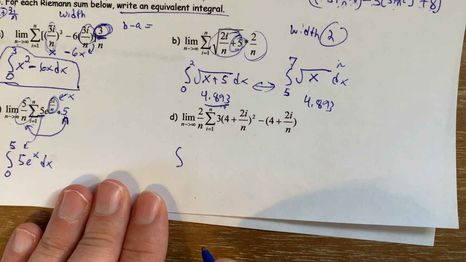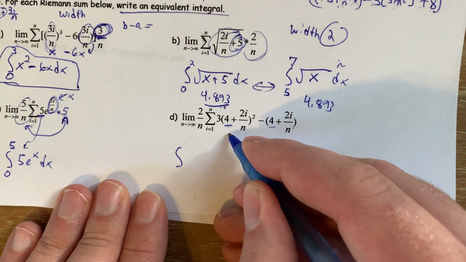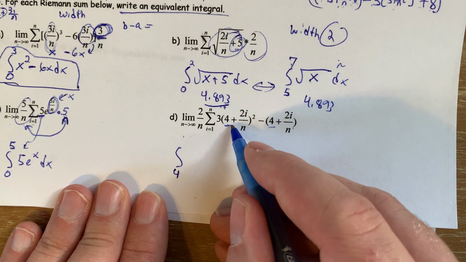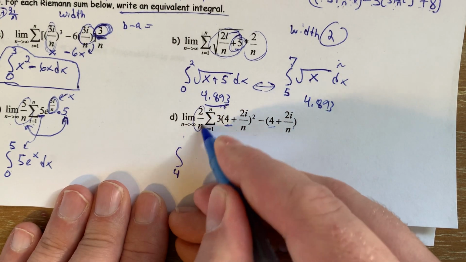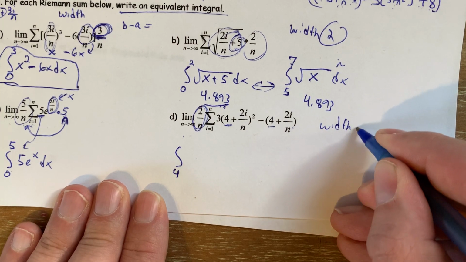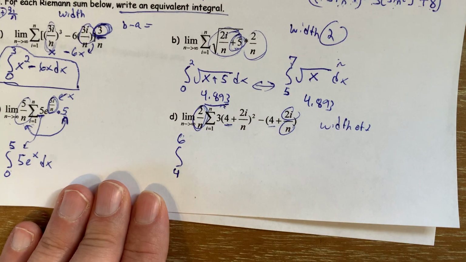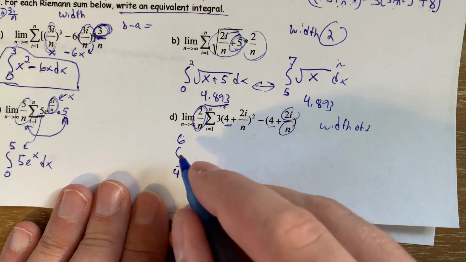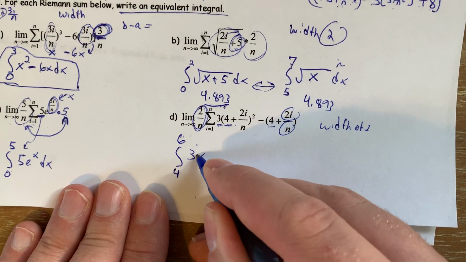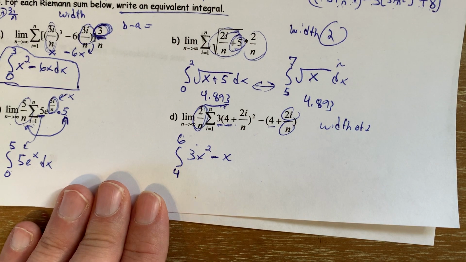The integral from, and I think this is most reasonable. I really see this 4 plus x here. So this is going to be the integral from 4 to what? Well, I see that this has a width of 2. So width of 2, and I can see that here also, there's a width of 2. So the integral from 4 to 6 of, what's my function? Well, here's a 3 and here's my x squared minus, this is just x, 3x squared minus x dx.